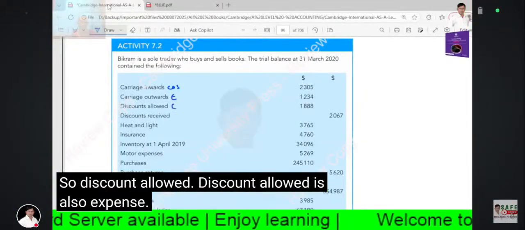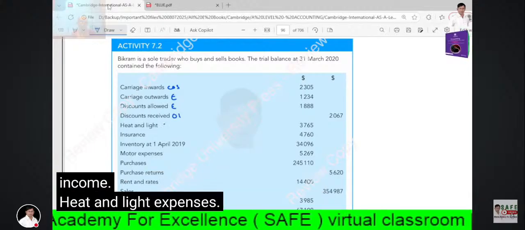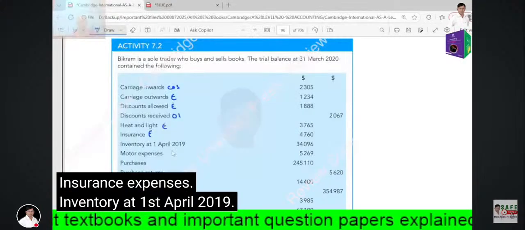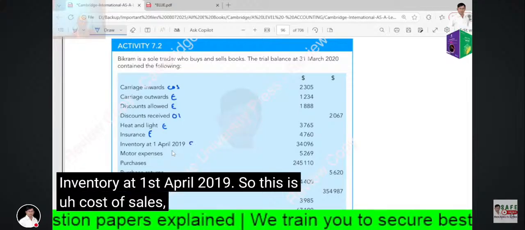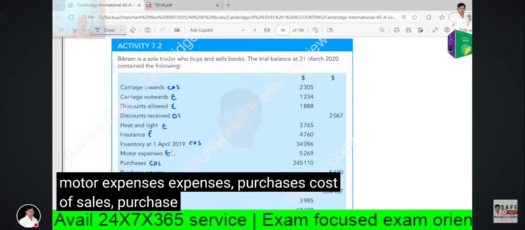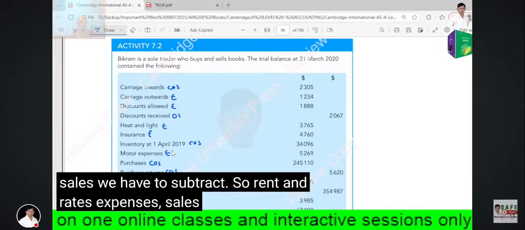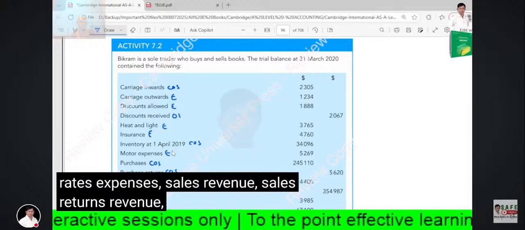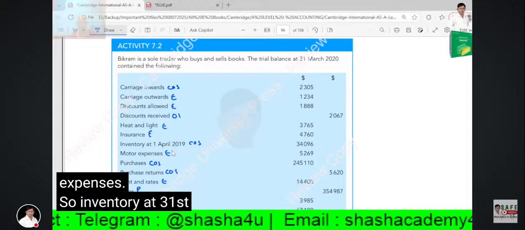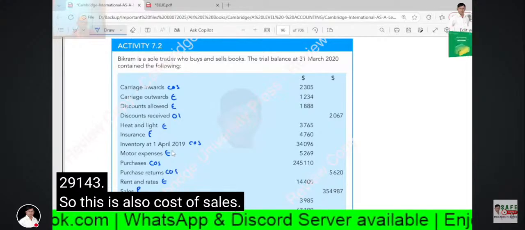Now is also expense. Discount received is other income. Heat and light expenses, insurance expenses. Inventory at 1st April 2019, so this is cost of sales. Motor expenses. Purchases, cost of sales. Purchase returns, cost of sales; we have to subtract. Rent and rates, expenses. Sales revenue. Sales returns, revenue. Wages and salary expenses. Inventory at 31st March was valued at 29,143, so this is also cost of sales. So this is how we have to do it.